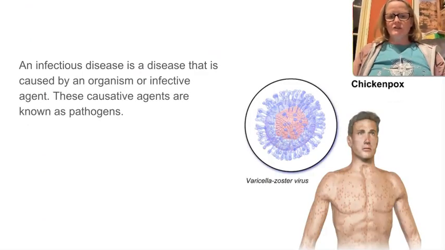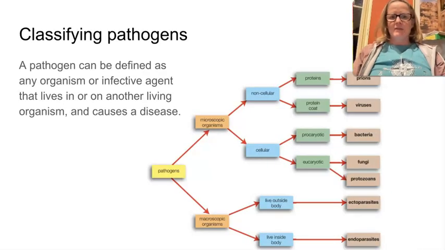An infectious disease is a disease that's caused by an organism or an infective agent, and these causative agents are known as pathogens. A pathogen is any organism or infective agent that lives in or on another living organism causing disease. So pathogens are always linked to disease. Pathogens must cause a disease.